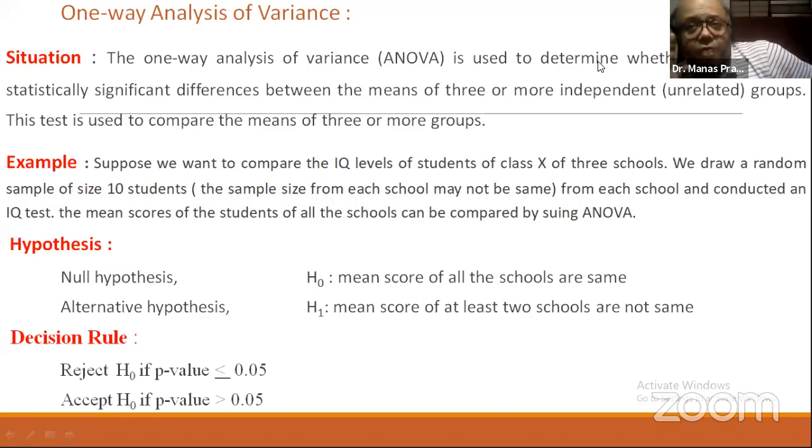When we have only two independent groups, I have to go for the independent sample t-test. When I have more than two independent groups, then I have to go for one-way analysis of variance. So one-way analysis of variance is used to determine whether there are any statistically significant differences between the means of three or more independent groups. Unrelated means independent.